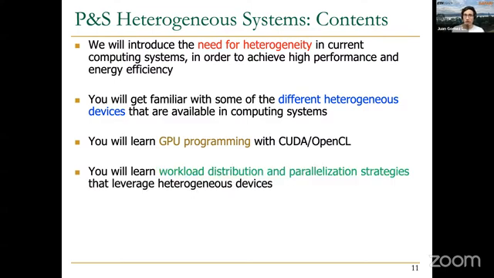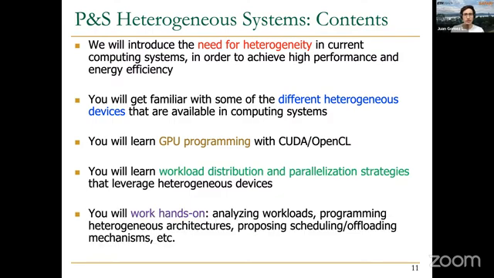You are going to learn as well how to do workload distribution and parallelization strategies. These are the parallel patterns that I was mentioning, and you will work hands-on because this is a projects and seminar course. So here the goal is that each of you develop your own hands-on project. And there might be many different things like programming heterogeneous architectures, analyzing workloads, proposing scheduling, offloading mechanisms, etc. These are just different potential directions for the projects. By the way, I will mention that later as well, but we are going to discuss the projects in the next lecture.